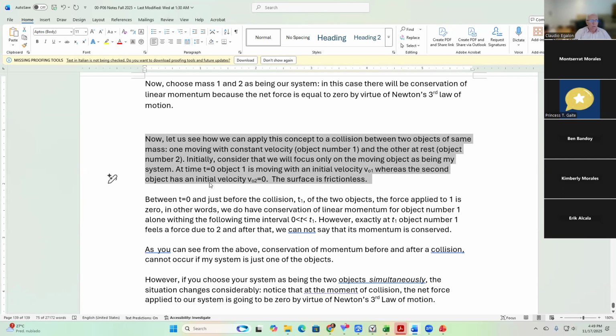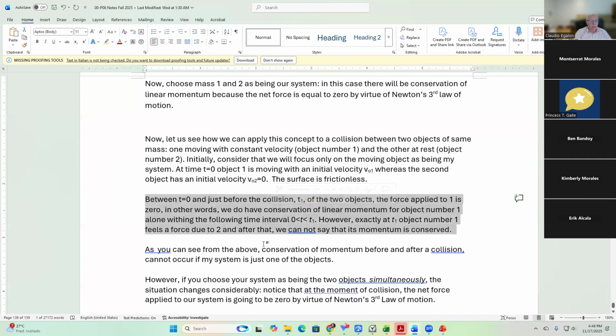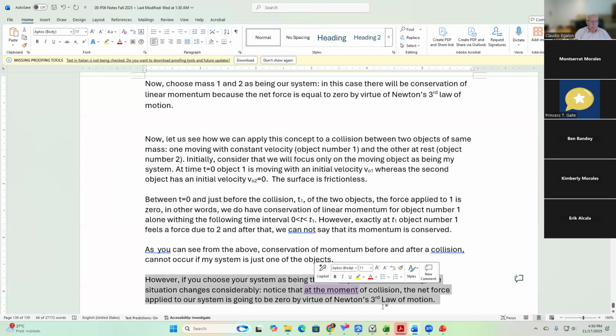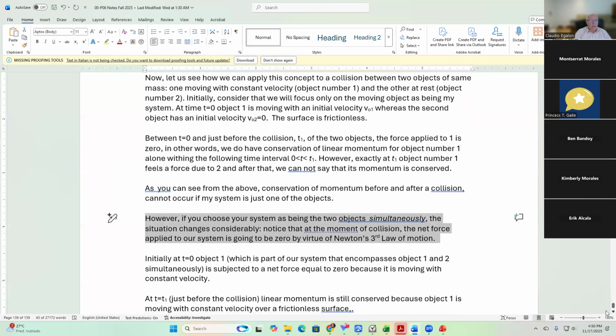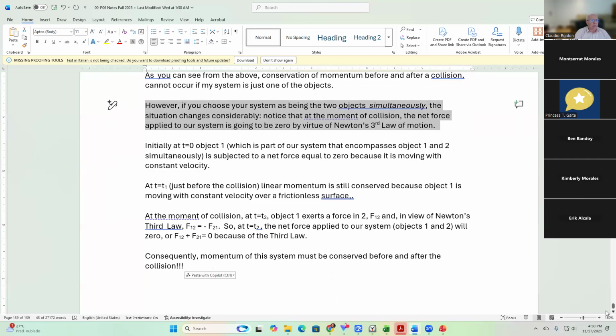between time t equal to 0 and just before the collision, this object will be propagating with velocity v01 between 0 and t1, right? Between 0 and t1, momentum is conserved in the first object, but not after the collision. But if you choose the system as being the 2 objects simultaneously, the situation changes considerably. And now we can come up with an example.